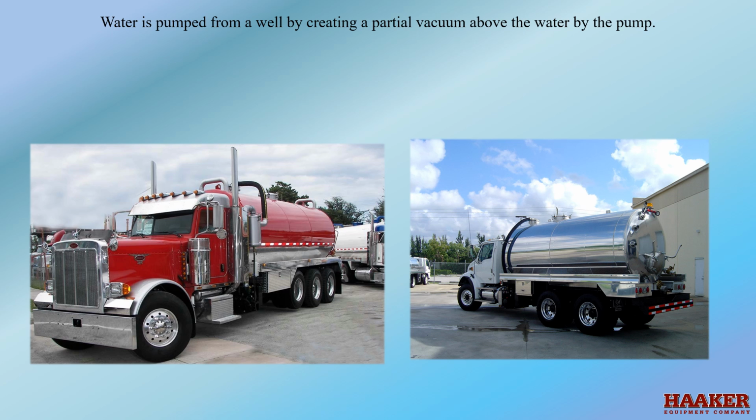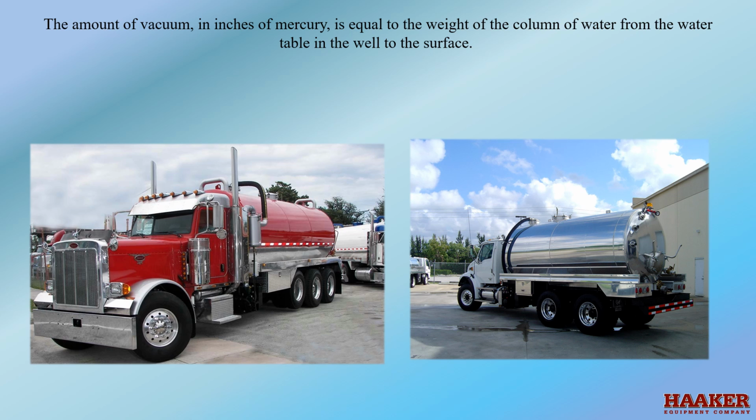Water is pumped from a well by creating a partial vacuum above the water with the pump. The amount of vacuum in inches of mercury is equal to the weight of the column of water from the water table in the well to the surface.